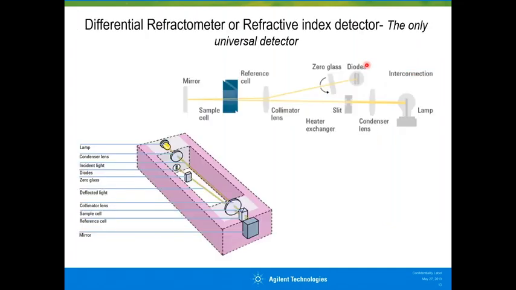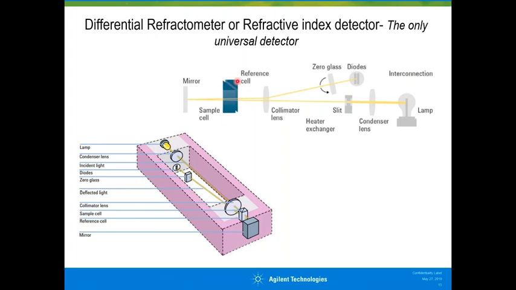Now let's discuss the operating principle of a refractometer. What are the instrumental parts in a refractometer? If you can see here, a beam of light from an incandescent lamp will pass through an optical mask, or a condenser lens. This mask will basically confine the beam to the region of the cell. The lens will collimate the light beam, which passes through both the sample and reference cell.